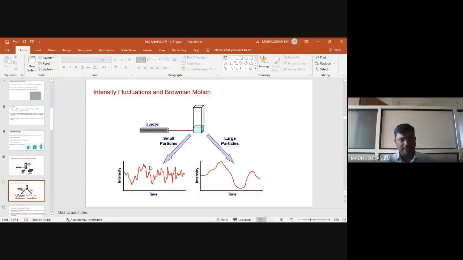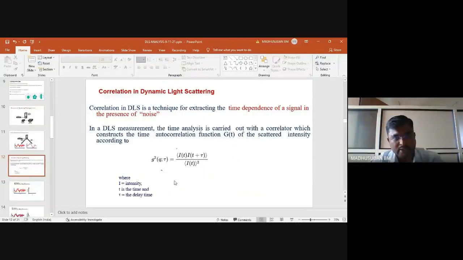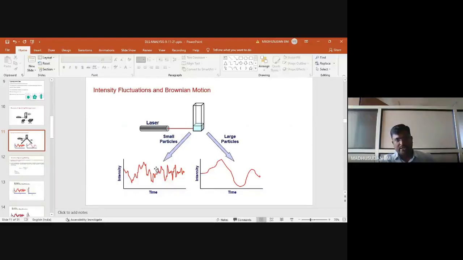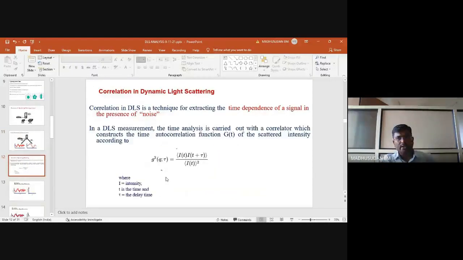Sometimes we can say the particle may have different phases, so that can also be indicated in this plot between the fluctuation intensity with respect to time. The correlation in dynamic light scattering, generally in the DLS technique, is for extracting the time dependence of a signal in the presence of noise. So they plot this fluctuation intensity versus time in order to capture the time dependence of the signal in the presence of the noise in the chamber.